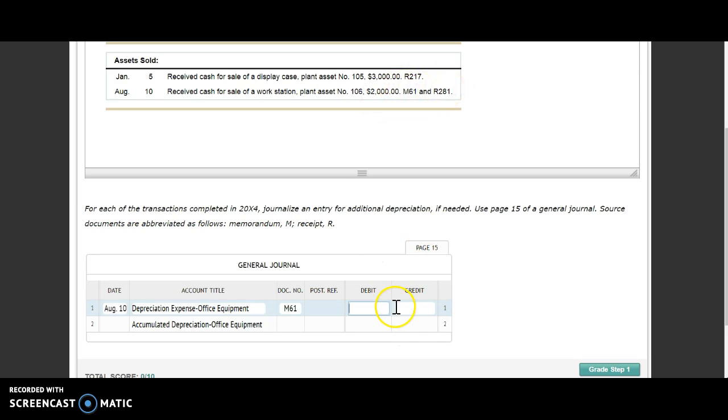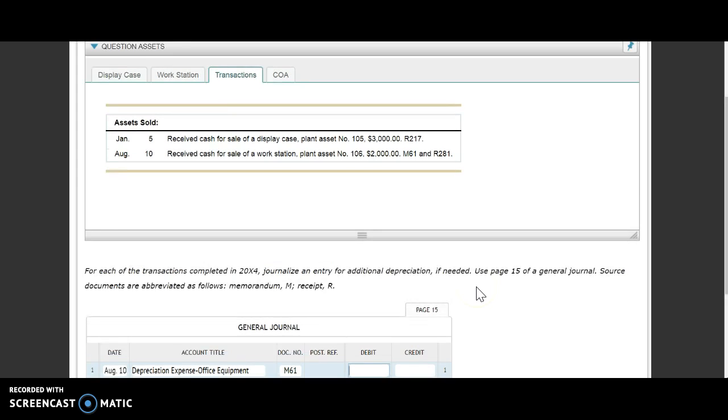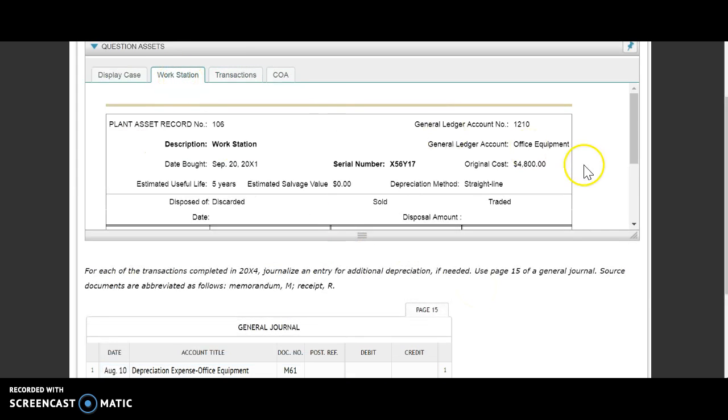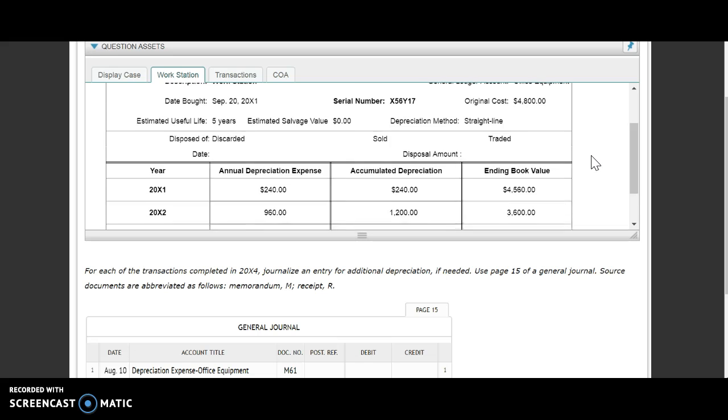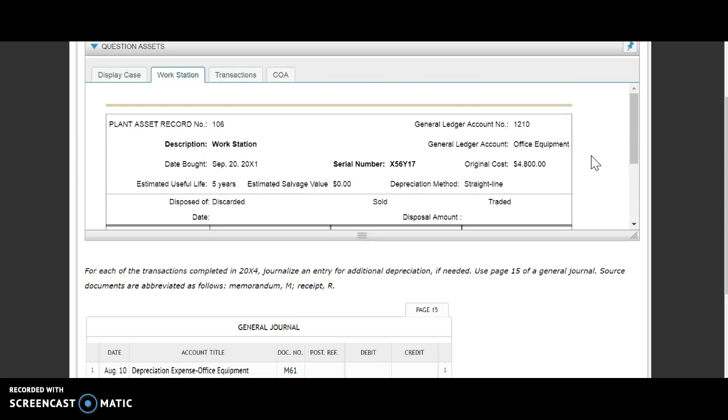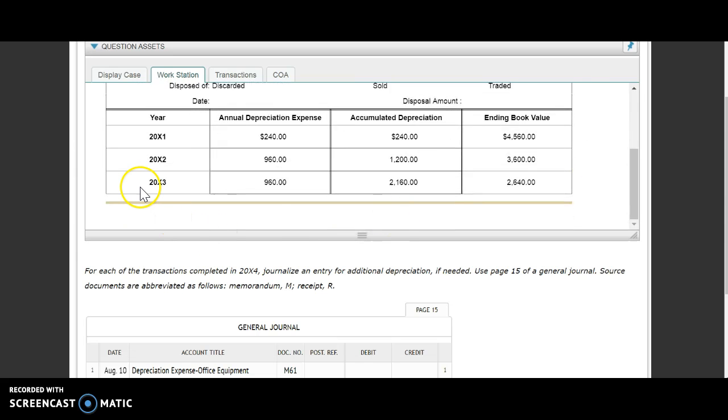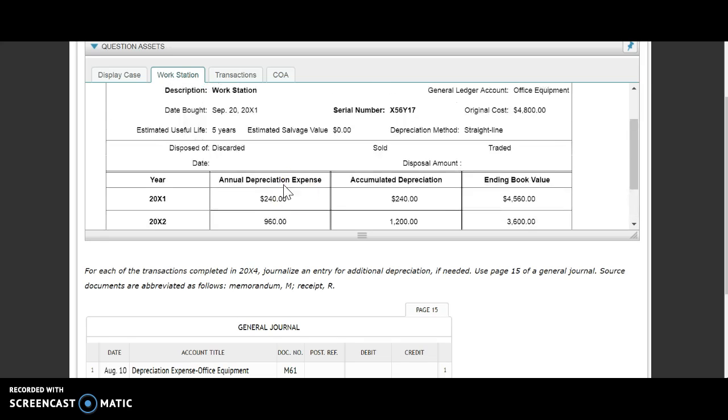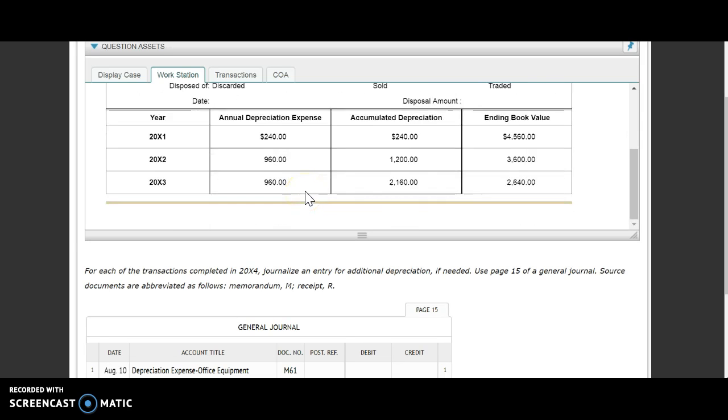Okay, now we have to figure out how much we're going to depreciate. So let's go ahead and look at our workstation plant asset record sheet. And we are selling it in year 4. So notice we have depreciated it through year 3. It depreciates $960 a year. However, we don't have it for a full year. Now, we're selling it on August 10th. Remember, the date is August 10th. Now, remember, the cutoff is August 15th.